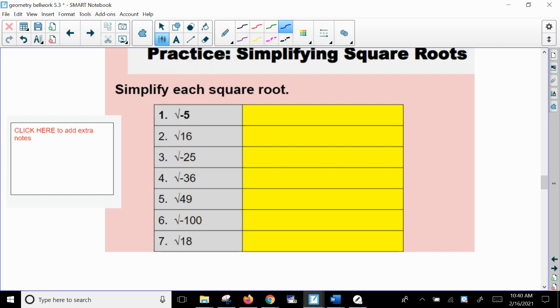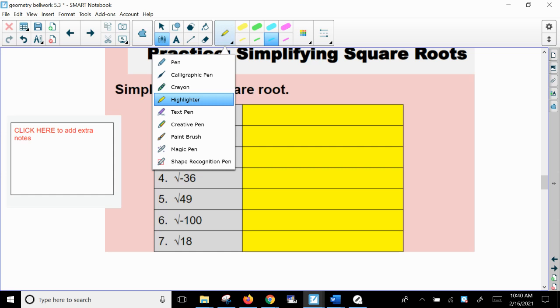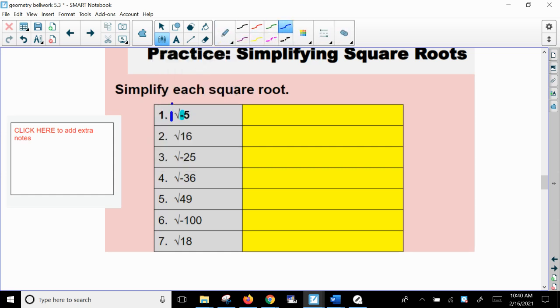So for number 1, see that's a negative under the square root. So the square root of -5, let me use my little highlighter here. You want to take that negative out by putting an i. So you're going to get i and then square root 5, like that. Now, the square root of 5 cannot be simplified because there is no number that goes into 5 except for 5 and 1. So that's your answer, okay?